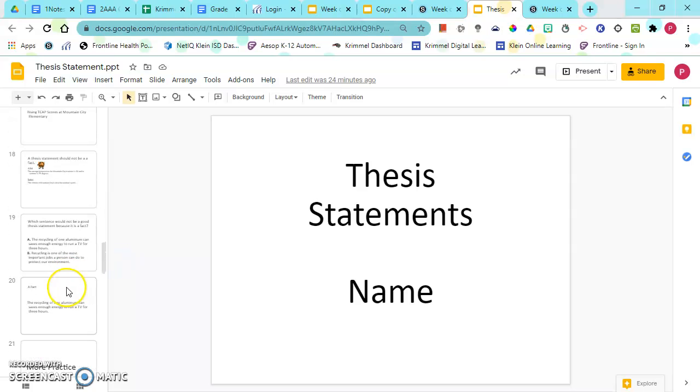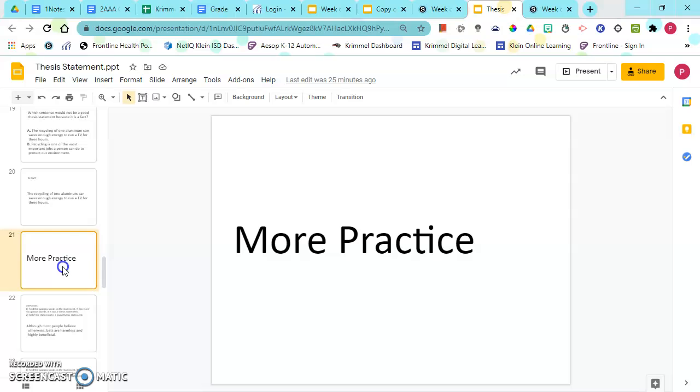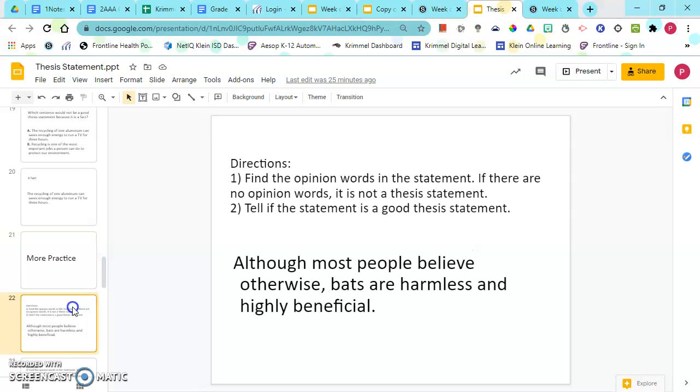On slide 21, which is where students began, you are evaluating a thesis statement in two different ways. You are deciding whether or not this is written as an opinion, and you are deciding whether or not it is a well-written thesis statement. Remember that a thesis statement must be an opinion. It must be arguable.